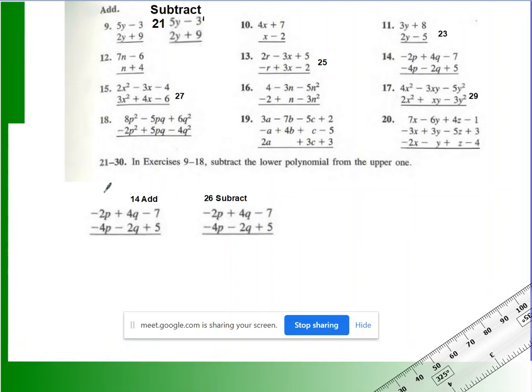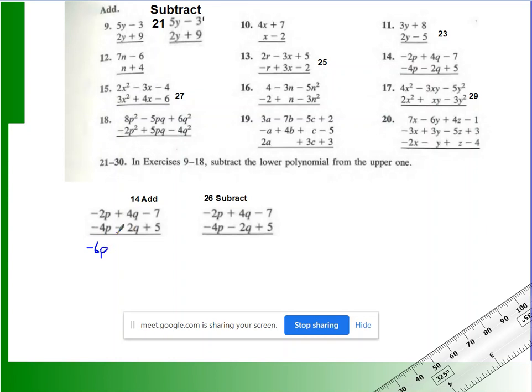All right, so what is negative 2p minus 4p? Negative 2 plus negative 4. 6? It is 6, but since we're starting at negative 2 and we're going 4 in the negatives, we're going to go left on the number line. So is it going to be positive 6 or negative 6? Negative 6? Absolutely. So we get negative 6p.